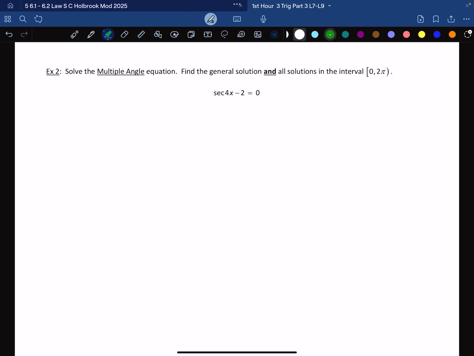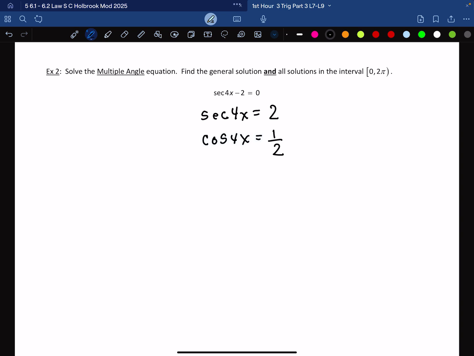Step 1 would be to take this equation and solve for the secant. So isolate your function. Secant of 4x is equal to 2. Now we can rewrite this in terms of cosine, so it's easier on the eye. This is the reciprocal of cosine of 4x. We're going to flip that 2, and instead of 2, we're going to call it 1 over 2.